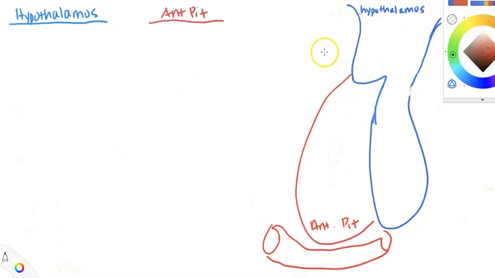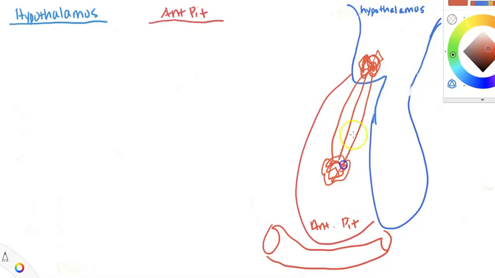So we know we have our first capillary bed here, second capillary bed here, and the connection is some vessels between that. And this is the hypothalamic hypophyseal portal system. All right, so in the hypothalamus, there are 3 nuclei that supply releasing hormones.